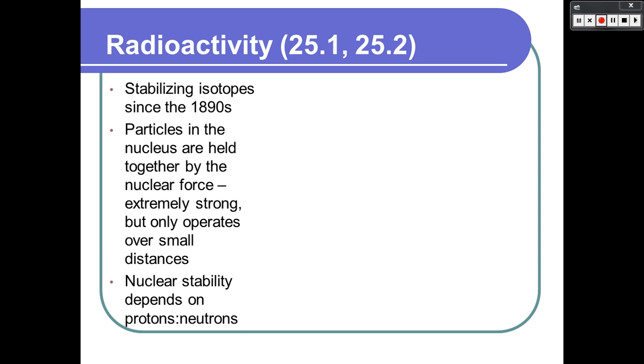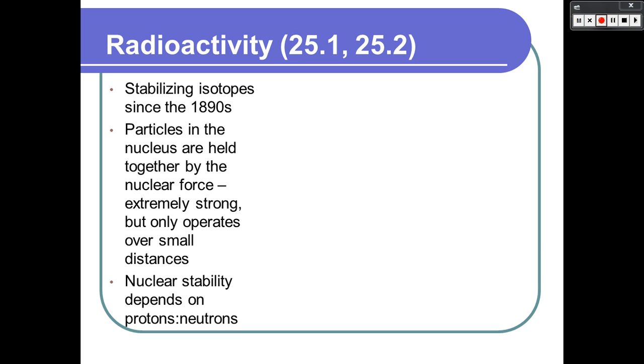So let's look first at radioactivity, which is in 25.1 and 25.2. I like to say radioactivity: stabilizing isotopes since the 1890s. Radioactivity is actually a natural phenomenon. It's been around as long as elements have been around. But it was in the 1890s that we actually discovered radioactivity.